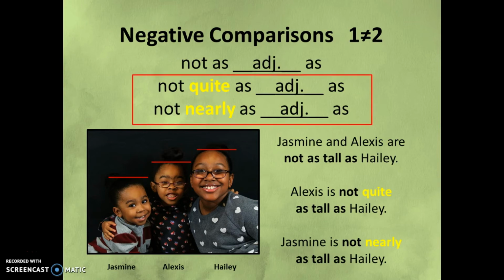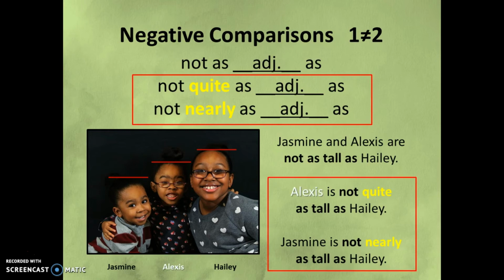Now, what's the difference between these two? Do they mean exactly the same thing as in our other comparison with almost and nearly? Well, let's look closer at these two sentences. Alexis, she's closer in height to Haley. There's only a small difference between their height. But Jasmine has a larger difference between her height and Haley's height. So it's a bigger comparison or a bigger difference.